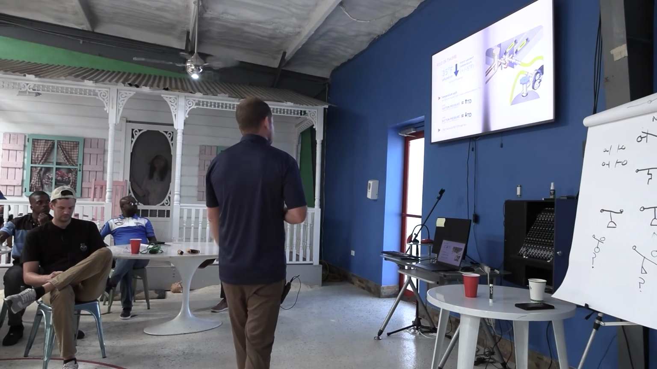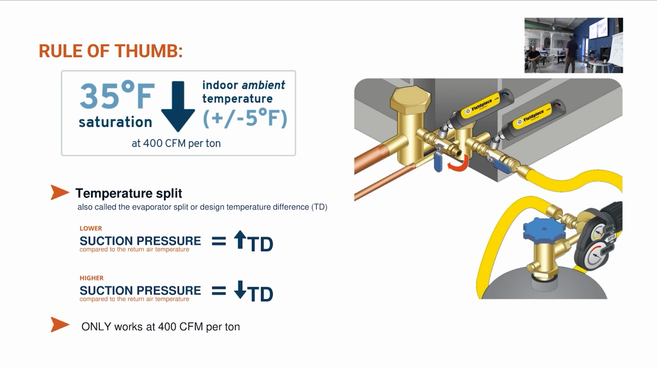Now let's talk about some of these rules of thumb. Generally speaking, about 35 degrees below your indoor temperature is what your saturation is going to be at 400 CFM per ton. So let's just do that math. Again, it's actually a little more than that with modern coils because they're bigger, so you're going to see a little bit higher. But we want to keep it in that range, if not a little bit lower. So if it's 75 degrees inside, what should your coil temperature be, plus or minus 5 degrees? 40 degrees, like we just said, right? If it's 75 degrees inside.